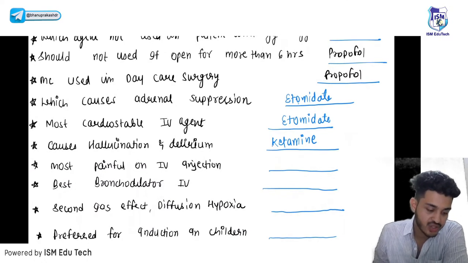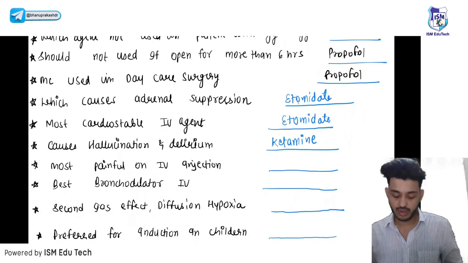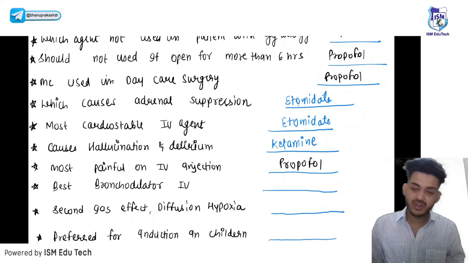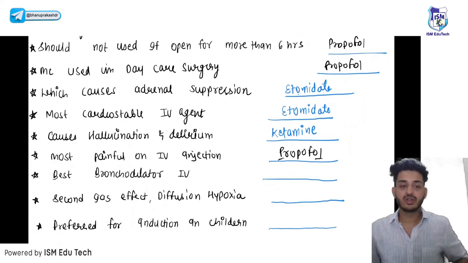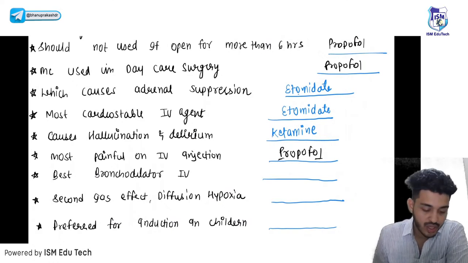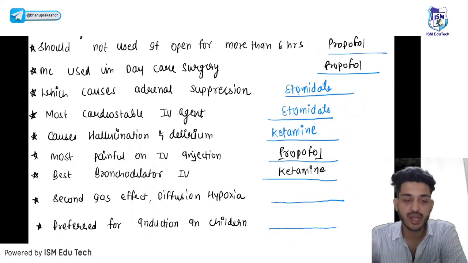Most painful on IV injection. Which agent is most painful on IV injection, guys? Remember, painful. That is your propofol. Basically, propofol is a type of alcohol, so propyl alcohol. Best bronchodilator IV. Which one is the best IV bronchodilator, guys? Again, we have studied ketamine, right? Ketamine is the best bronchodilator IV.